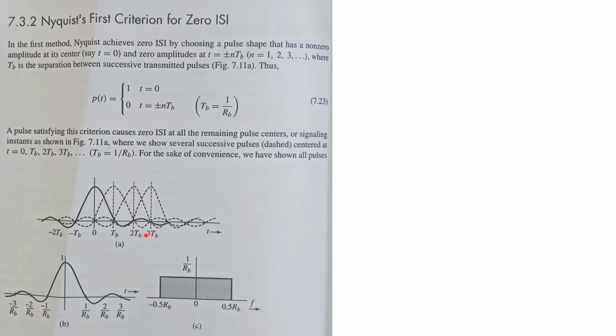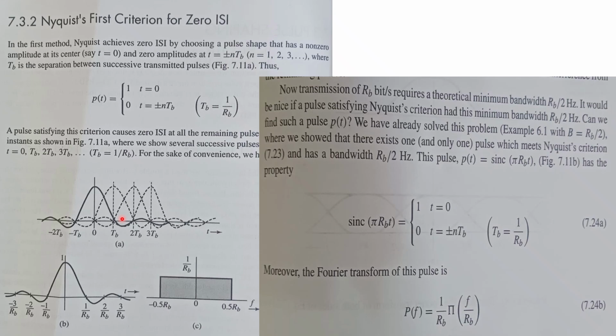So wherever it is overlapping, of course it causes ISI, inter-symbol interference, right? Now transmission of RB bits per second requires a theoretical minimum bandwidth, that is RB by 2, in order to reconstruct the signal properly. It would be nice if a pulse satisfying the Nyquist criteria had this minimum bandwidth, that is RB by 2, otherwise no option, right? We have already solved this problem, like we discussed in the Nyquist criteria in the PCM, where we discussed why it is important, right?